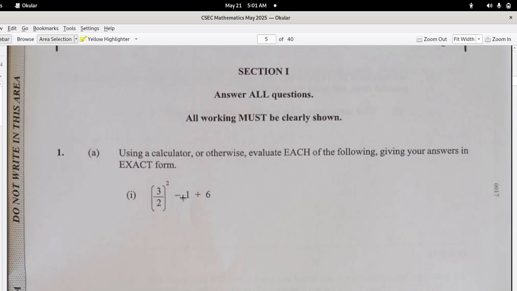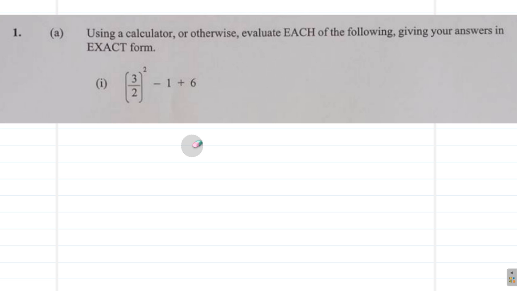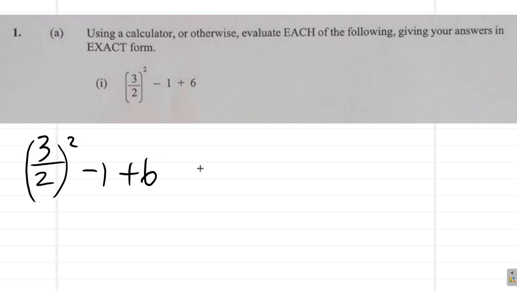Alright. So here, 3 over 2 squared minus 1 plus 6. Now, I already copied that part of the question over here. So let's see. 3 over 2 squared. So 3 divided by 2 squared minus 1 plus 6. Now, remember, we're not going to rush through, right? It will take longer for us to do the question here than we would in an exam, because this is for explanation and understanding purposes, alright?